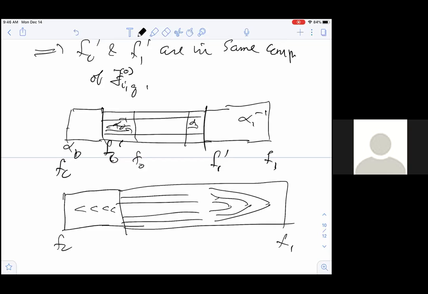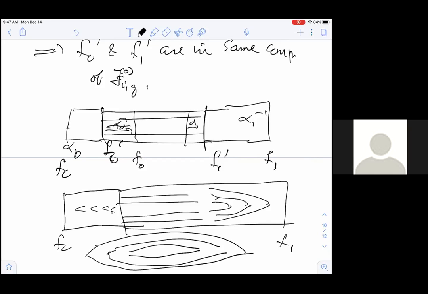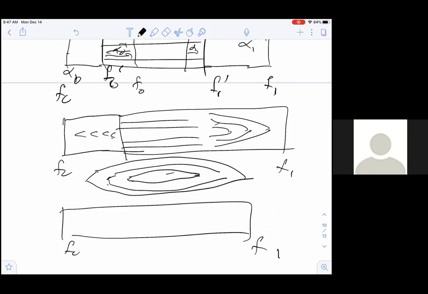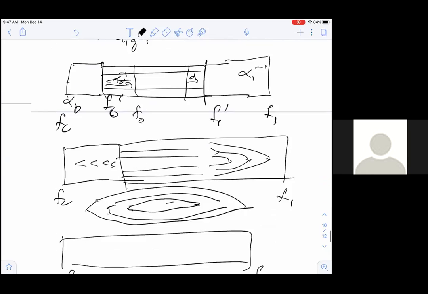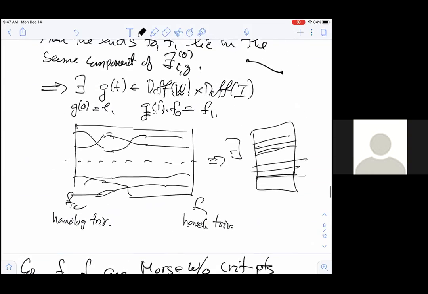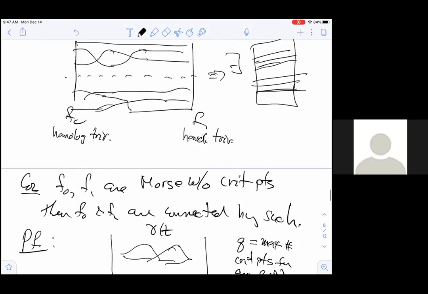Well, since there's no interchanges here, you can cancel. In other words, you have a collection of birth-death pairs nested, and by uniqueness of births and deaths, you can cancel each one of these since there's no crossing, and you're left then with a path without critical points, which goes from F naught to F1. So this reduces what we're trying to prove to a question about, where did it go?